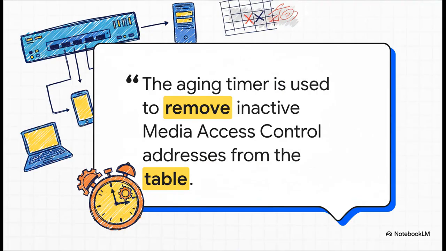And that really is the whole point of the timer. Networks change all the time. People unplug laptops, move computers, turn things off. The aging timer makes sure the MAC address table doesn't get clogged up with old, useless information. It's basically a self-cleaning oven for the switch's brain, keeping it running nice and efficiently.